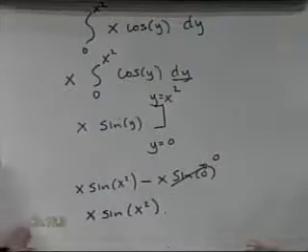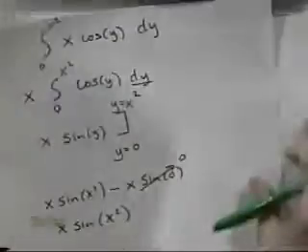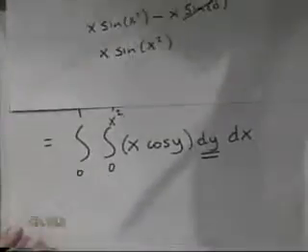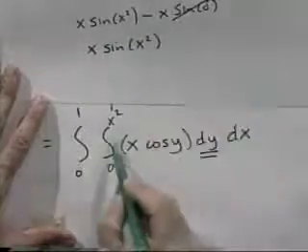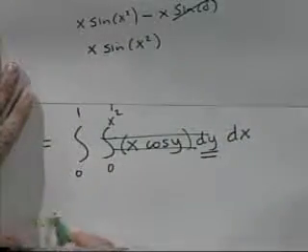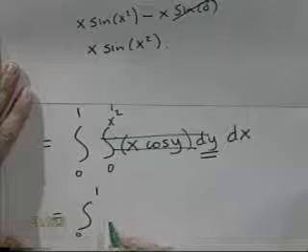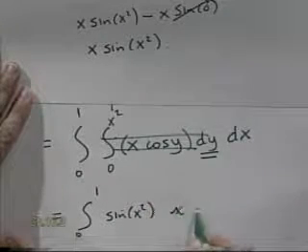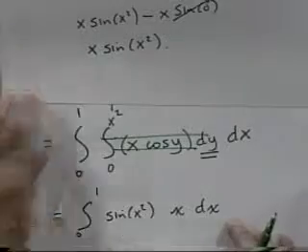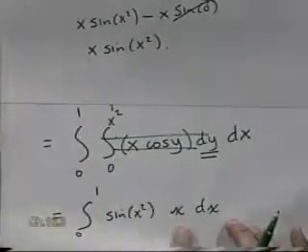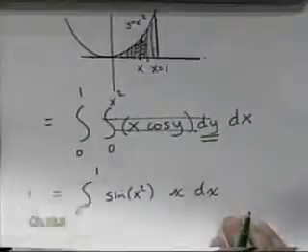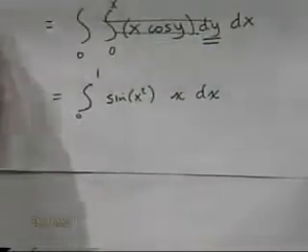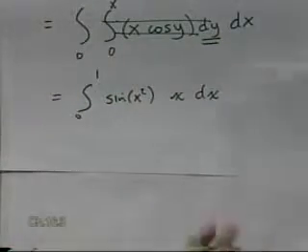Okay? I'm going to take that and plug that in for my inner integral. So I will have the integral from 0 to 1, and I'm going to write this as sine of x squared times x dx. Okay, I'm going to put that x at the end. And you guys know perfectly well why. Why? Because I need a u substitution, absolutely.